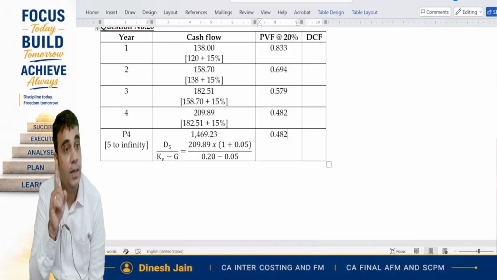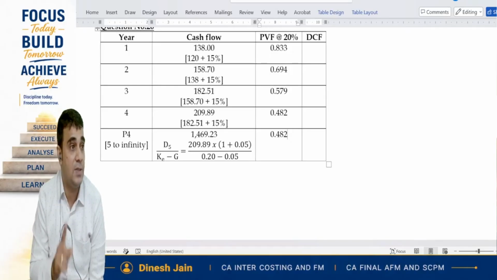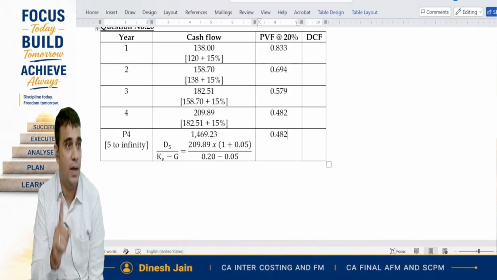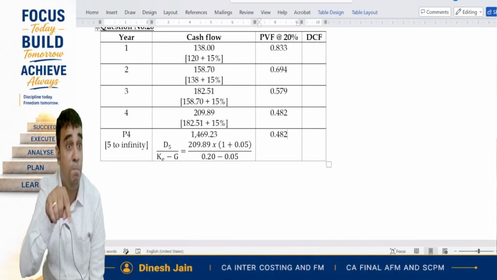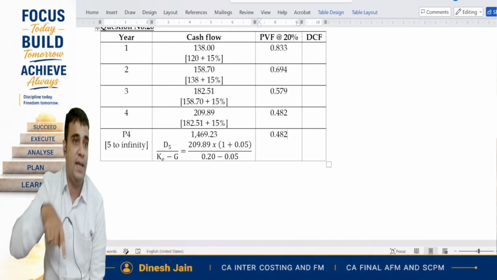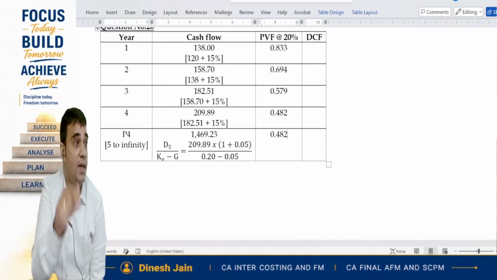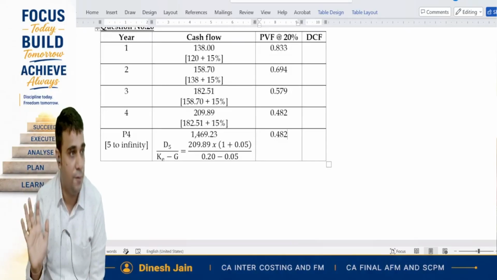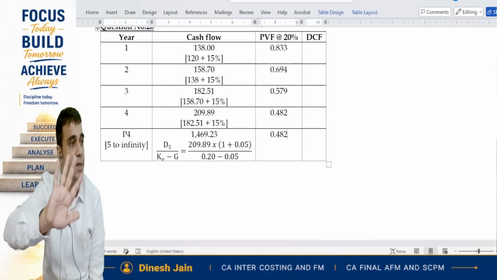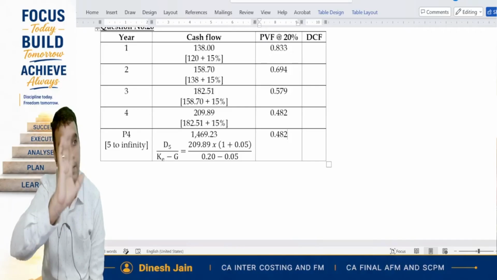P4 equal to D5 by K minus G. P4 means end of year 4. If you don't want to write fourth year, then write fifth year dividend. P5 is D6 by K minus G. Even if you write fifth year dividend and fifth year price and put a total, same answer you will get, with some rounding difference. I did it in the fourth year itself because after fourth year, same growth rate.